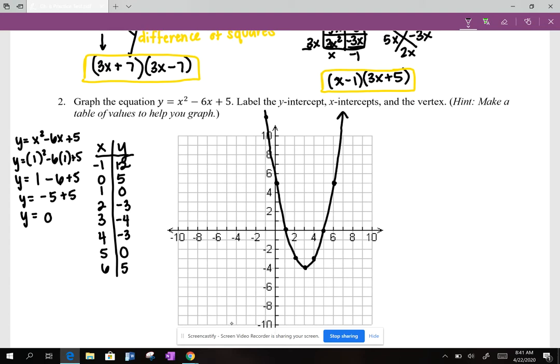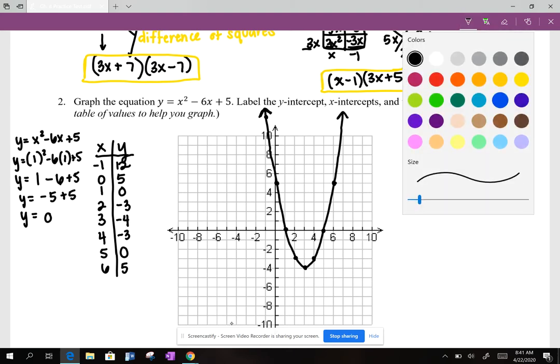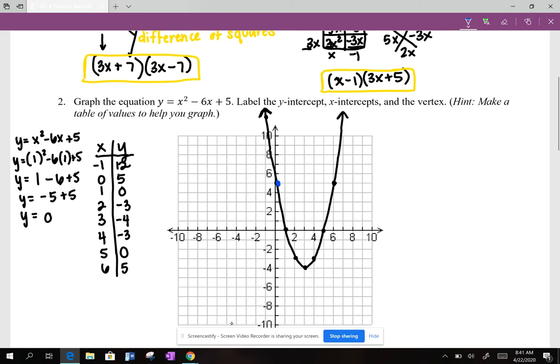Draw arrows at the end of your parabola because it goes on forever. And let's label all the important points. Here is the y-intercept. I'm going to abbreviate intercept with int. And its coordinates are 0, 5.